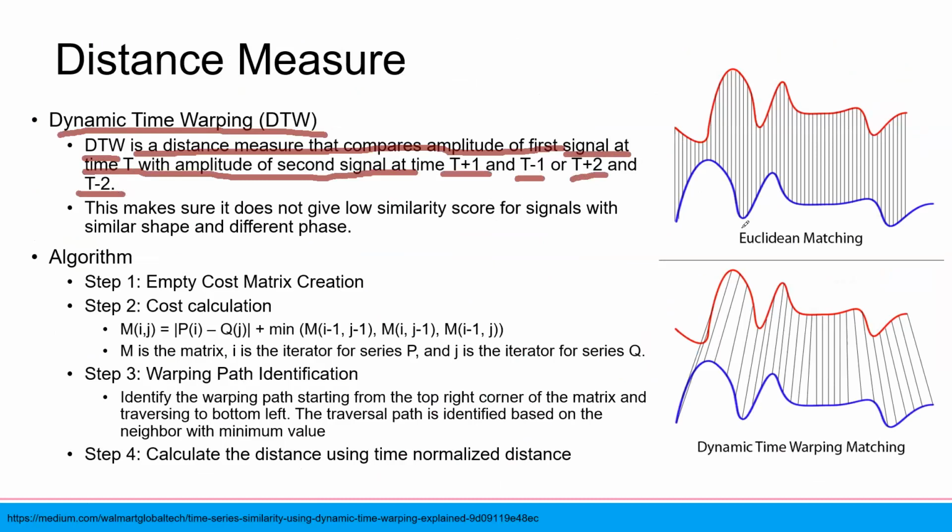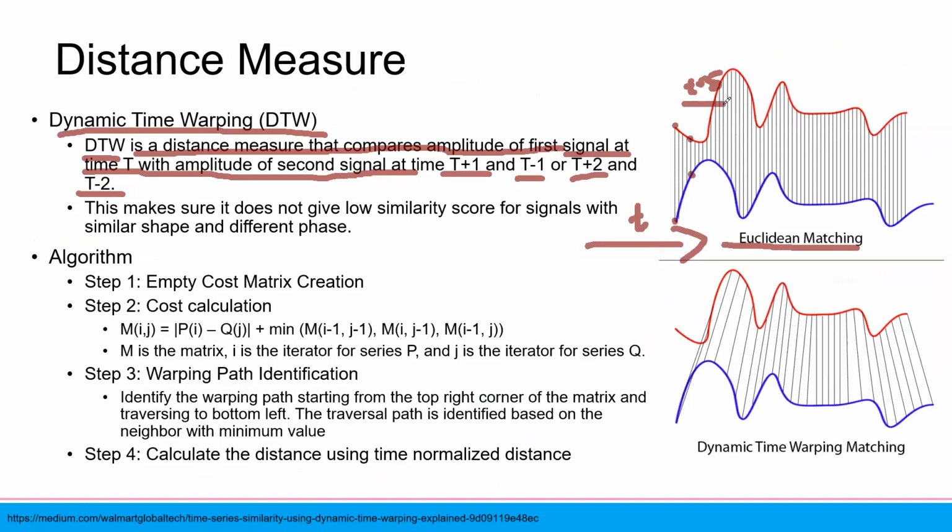For example, if you use Euclidean matching, at time t, for the red color, you will check the distance with the blue color. Maybe at t plus 5, you will check this value in the red color and this value in the blue color. So it means you will check only based on the particular time.